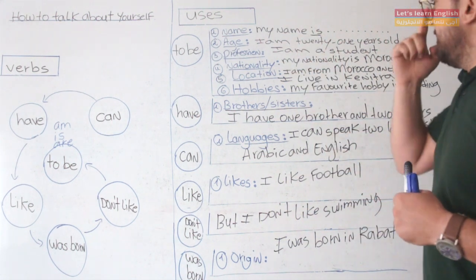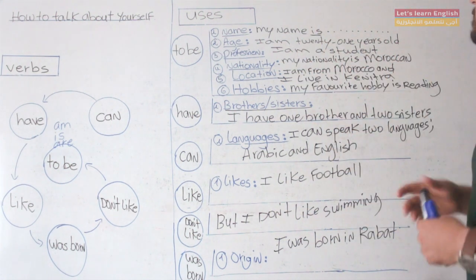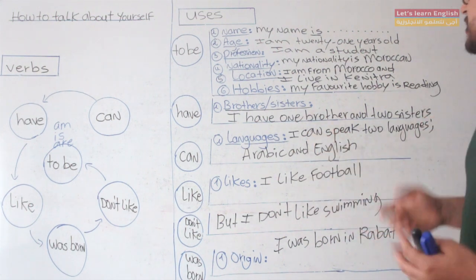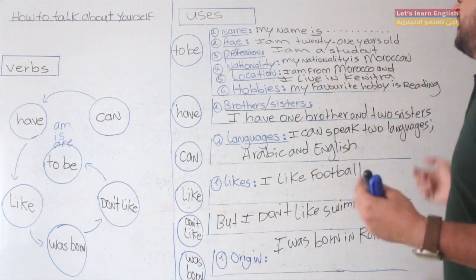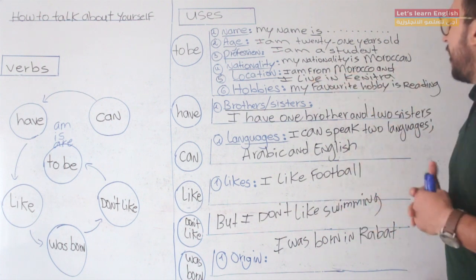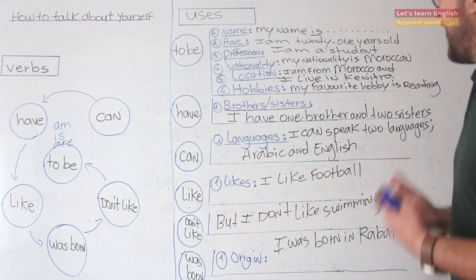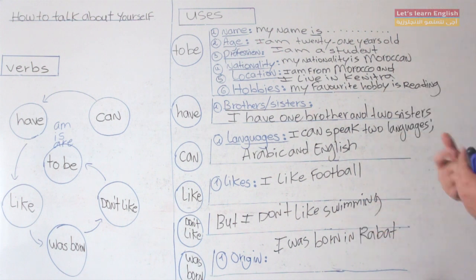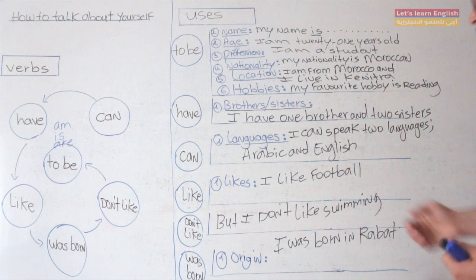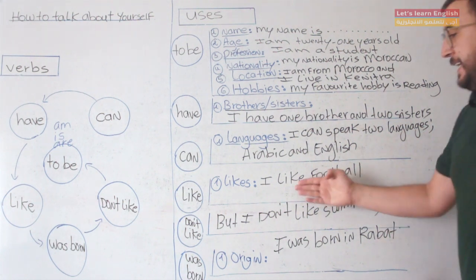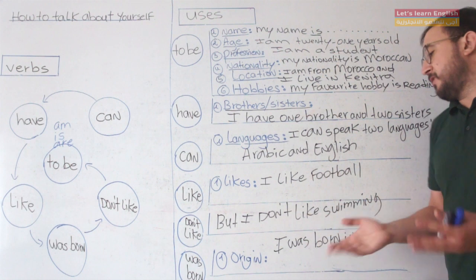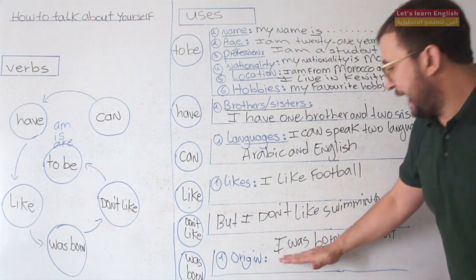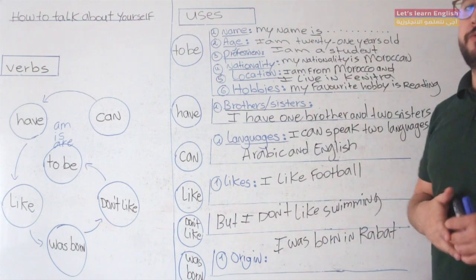Well, my name is Ahmed Jabir. I am 21 years old and I'm a student or I'm a teacher. My nationality is Moroccan and I live in, for example, Kenitra. My favorite hobby is reading. I have one brother and two sisters. I can speak two languages, Arabic and, for example, English. I like football, but I don't like swimming. I was born, for example, in Rabat, or I was born in Rabat. ممكن نزيدها, for example, with verb to be.